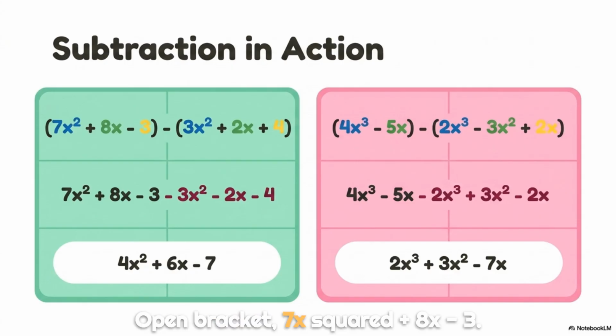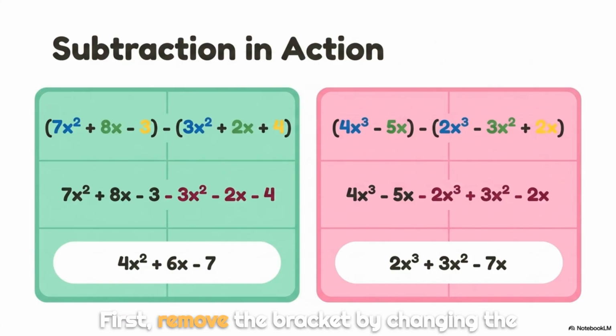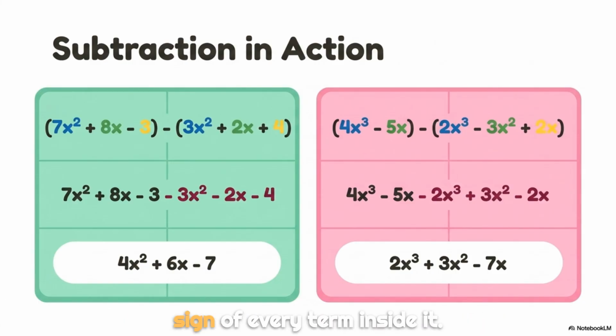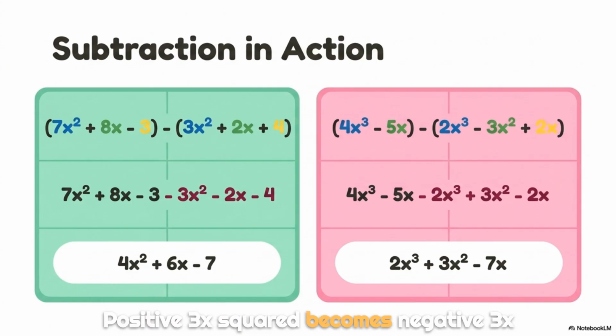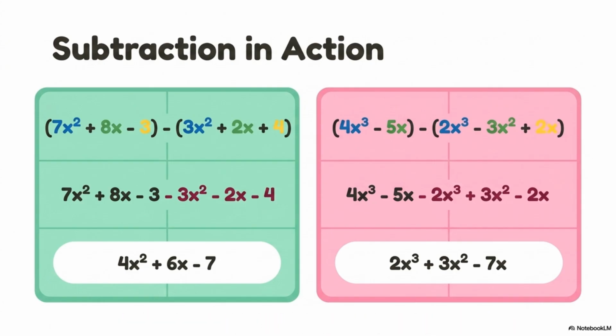(7x² + 8x − 3) − (3x² + 2x + 4). First, remove the bracket by changing the sign of every term inside it. Positive 3x² becomes negative 3x². Positive 2x becomes negative 2x. Positive 4 becomes negative 4.